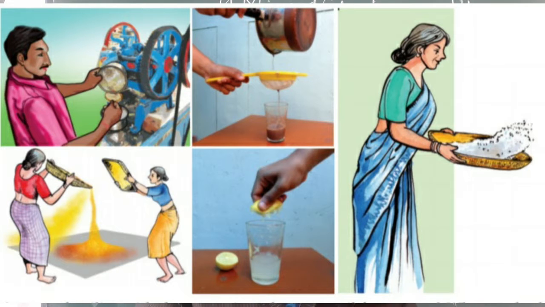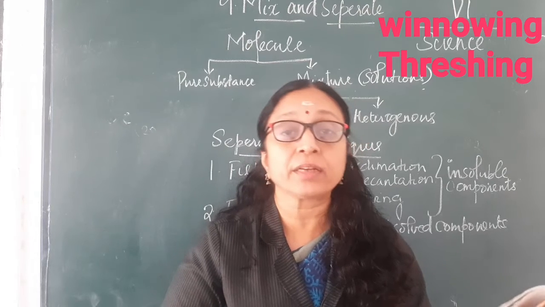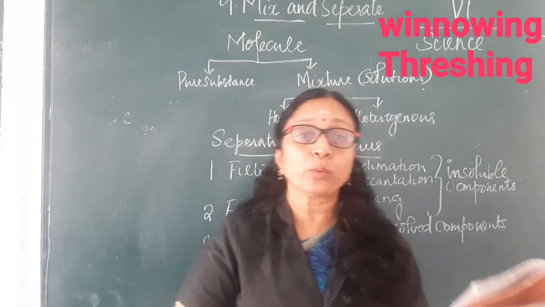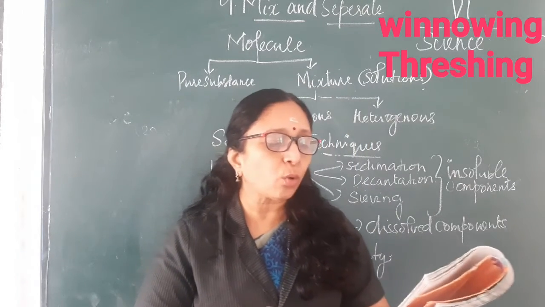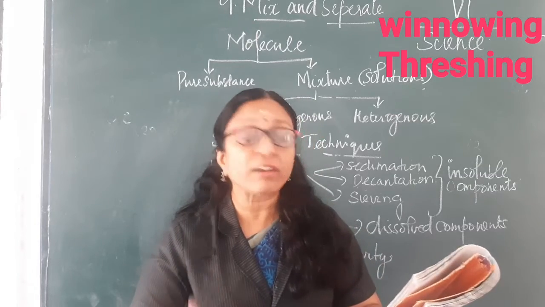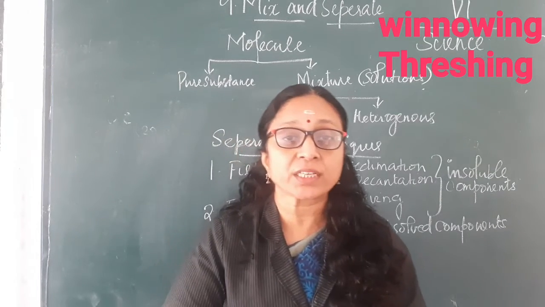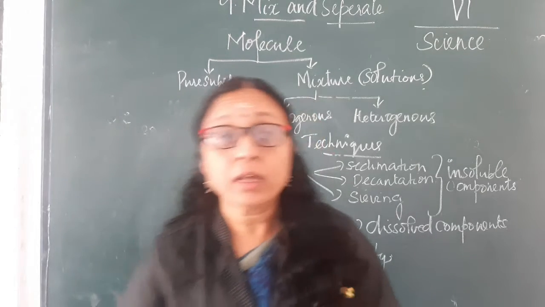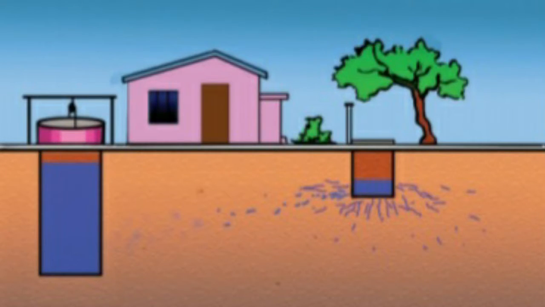And look at the last picture, a lady is separating grains out of rice. So, what is the process called? Winnowing, okay. So, winnowing, threshing, filtration, these are some of the separation techniques which are given in your textbook. Now, children, we will move to the next picture which is given in your textbook.